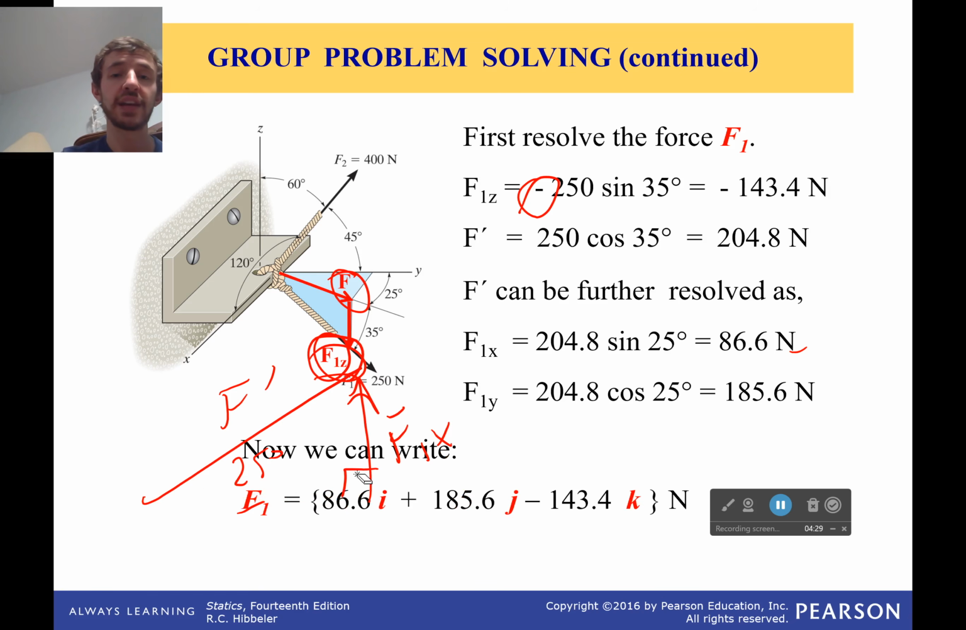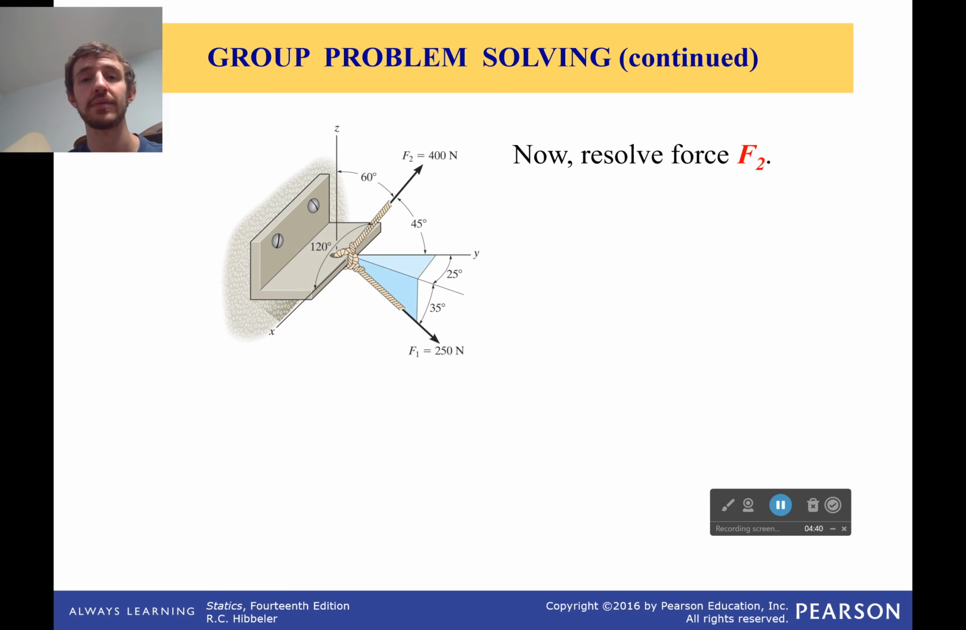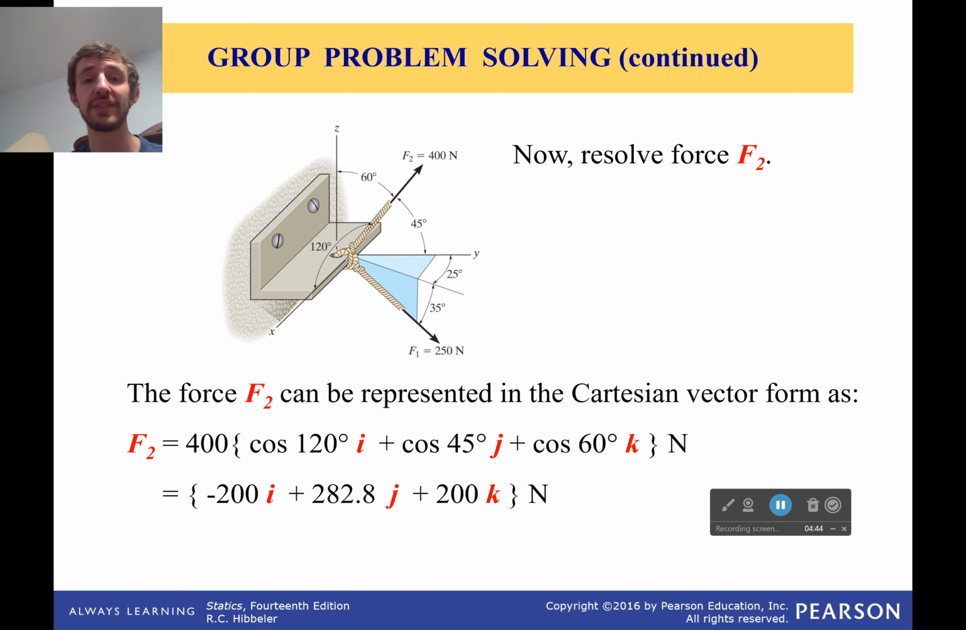If we want to, we can then write that in the Cartesian vector form, adding all the components, being very careful about our sign. So, now we got to solve for F2. F2 is not quite as simple, but it's actually not that hard.